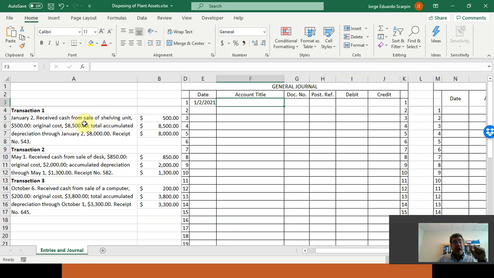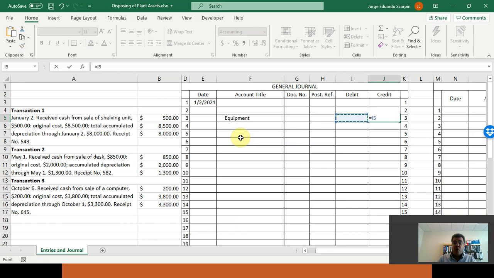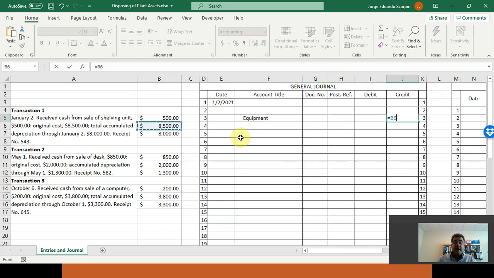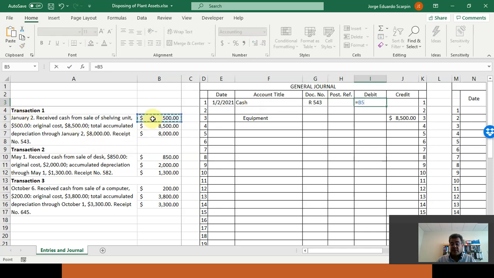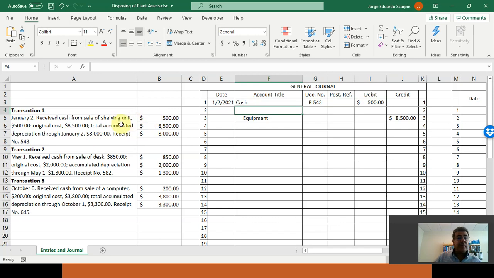So our original cost, $8,500. So we need to credit it. So here, equipment, let's credit $8,500. Now, receive cash. If we receive cash, our cash is a debit. And doc number receipt 543. How much? $500. Here, guys, what is our problem?